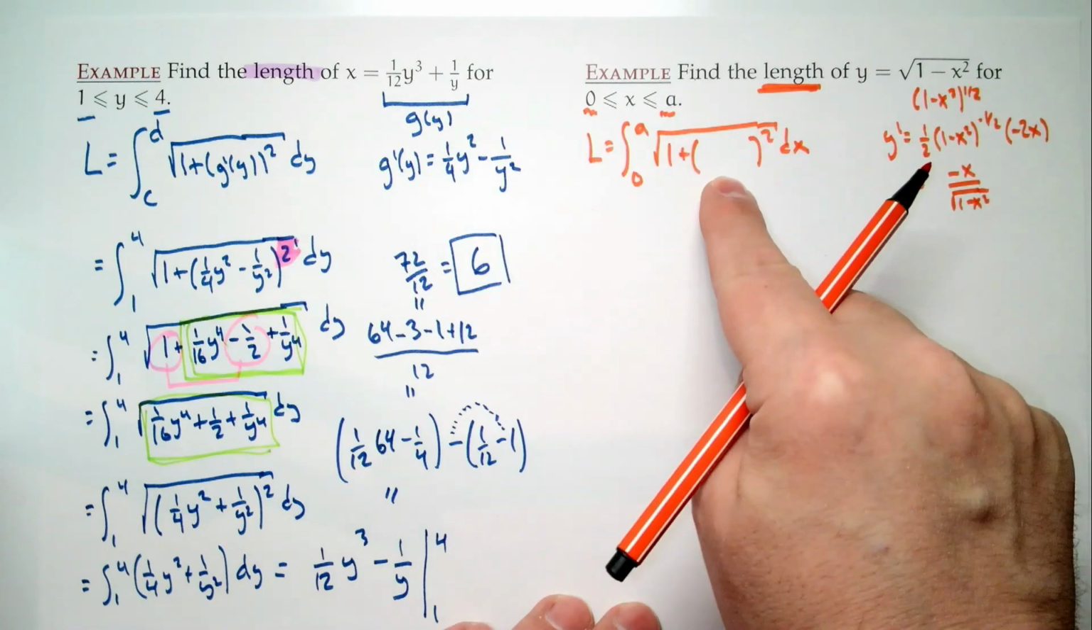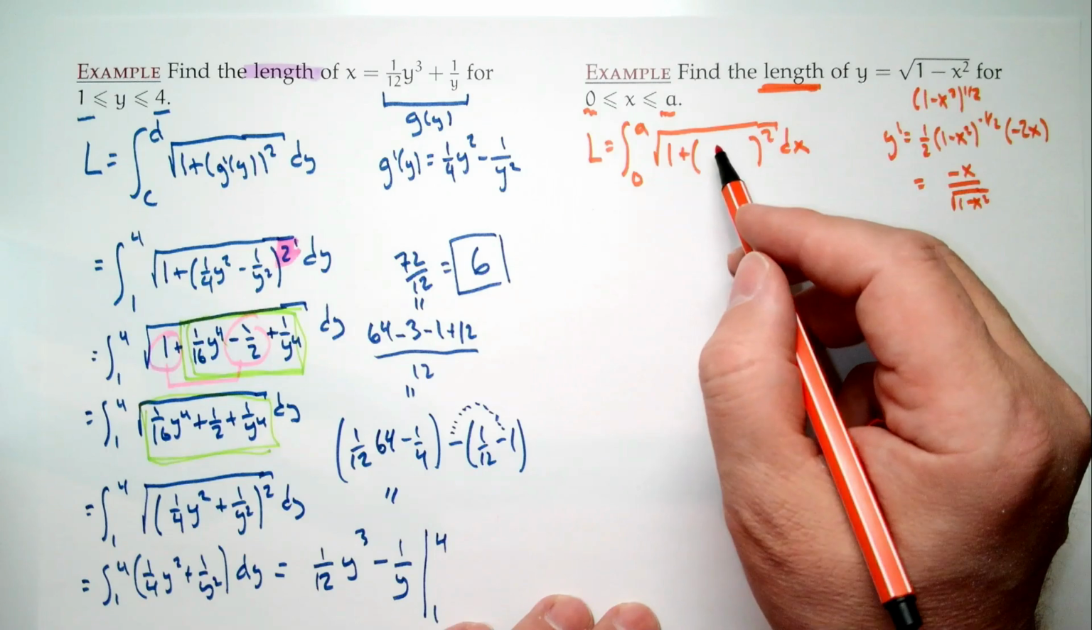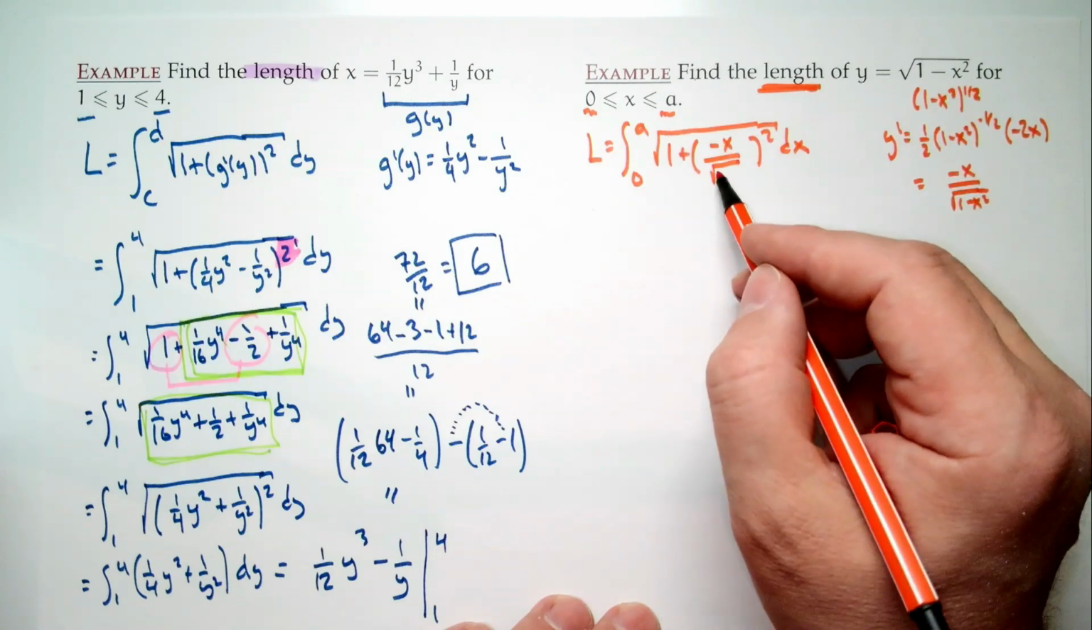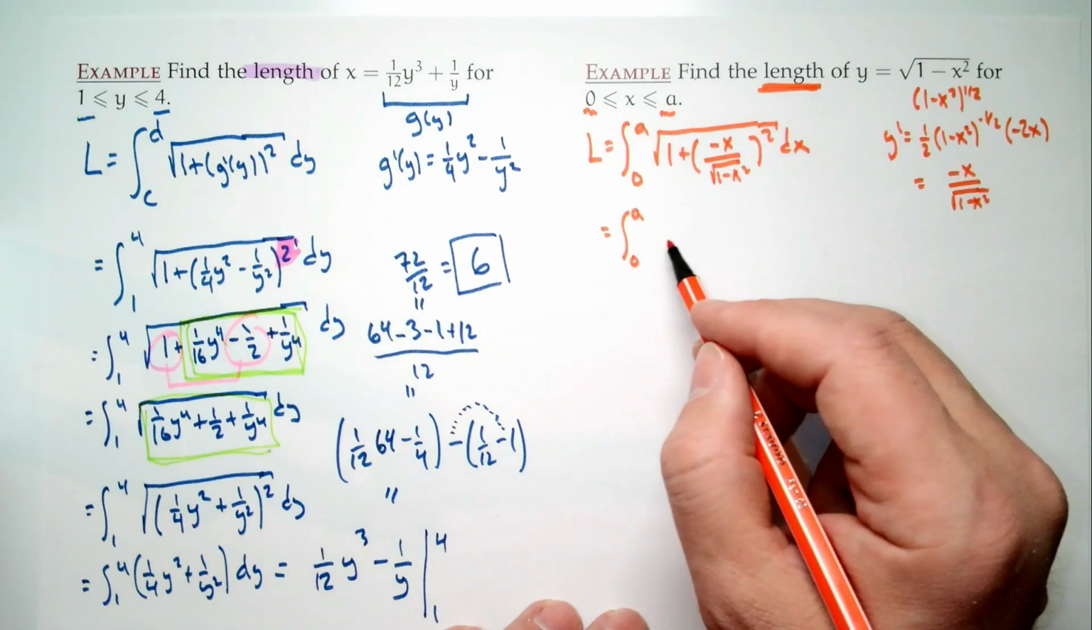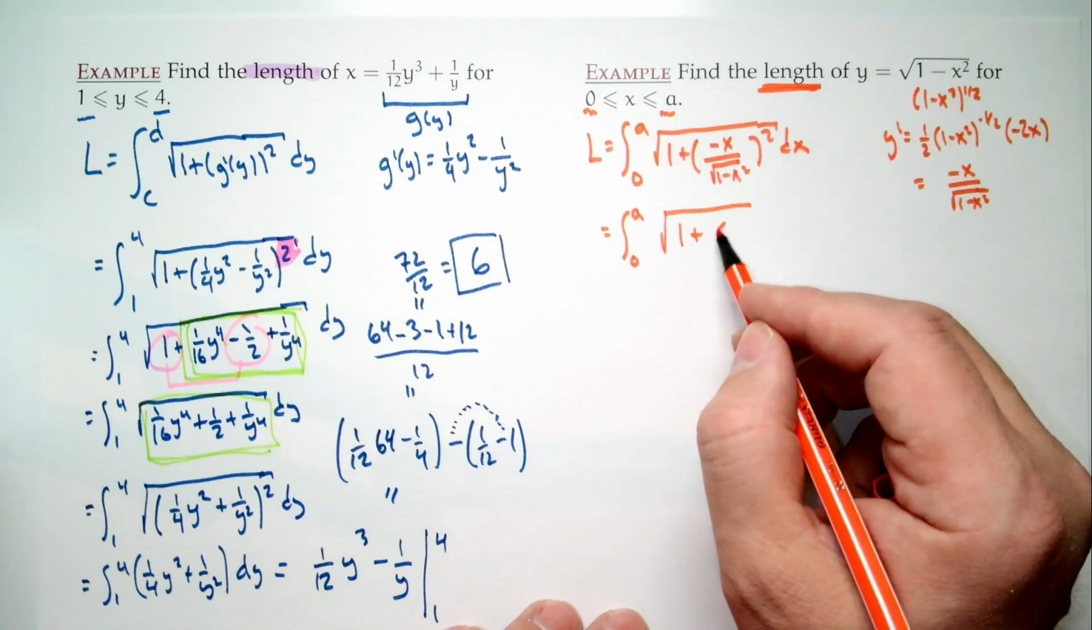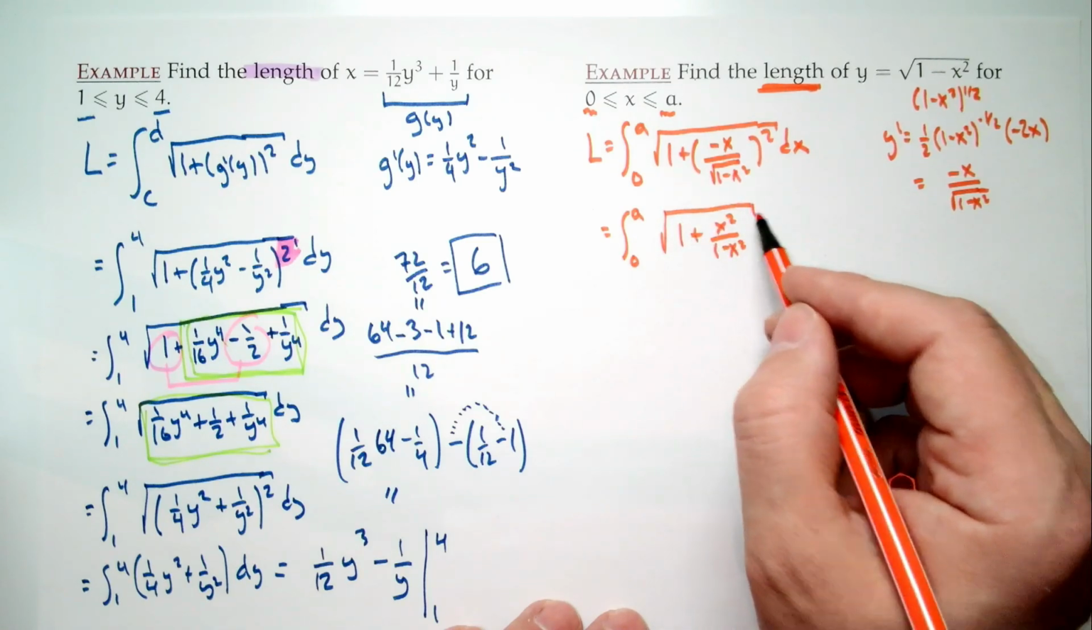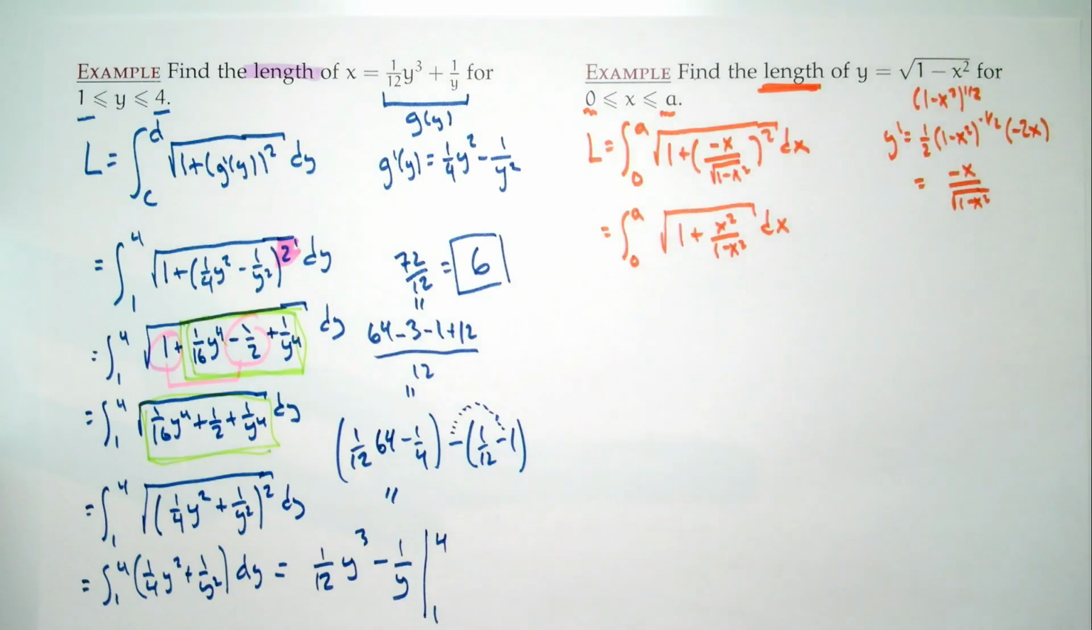So that's our derivative. That will go into our square piece right there. So minus x over the square root of 1 minus x squared. Well, so that's the square root of 1 plus x squared over 1 minus x squared. Now, what can we do here? We have our integral. What do we do?